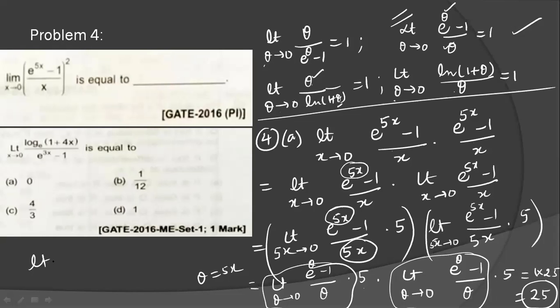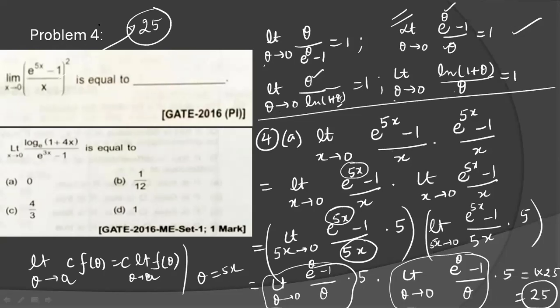I told you, limit theta tending to 0, c into f theta can be written as c into limit theta tending to any value a of f theta. So the answer for this question is 25. 25 is the correct limit for this question. Now the second part.